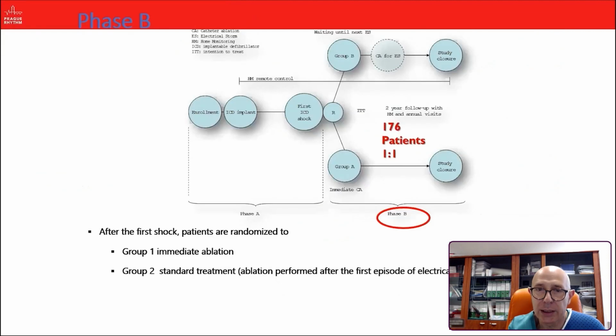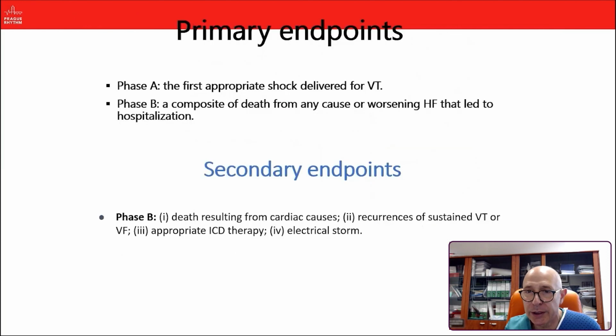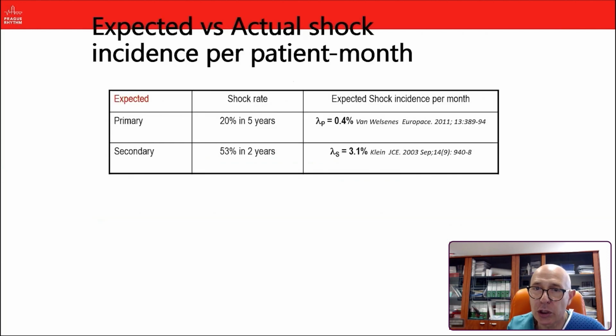predictive of subsequent shock. The second phase, phase B, started from the first appropriate shock, where patients were randomized to group 1, immediate catheter ablation of the ventricular tachycardia, or standard treatment, ablation being performed after the first episode of electrical storm whenever it occurred. So the study primary endpoints were the first appropriate shock delivered for VT in phase A, and for phase B, a composite of death from any cause or worsening heart failure that led to a subsequent hospitalization. Secondary endpoints were cardiac mortality, recurrence of sustained VT, appropriate shock therapy, and electrical storm.